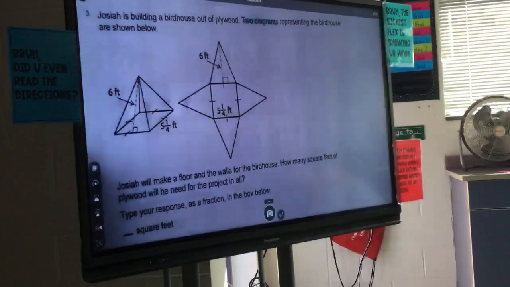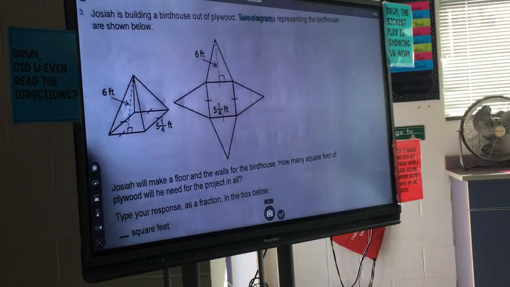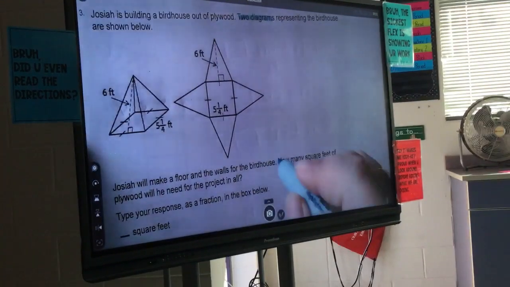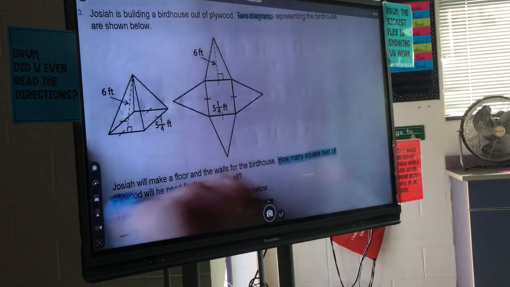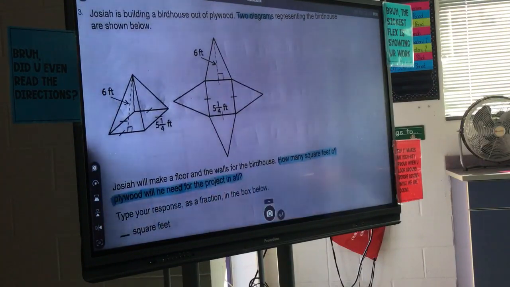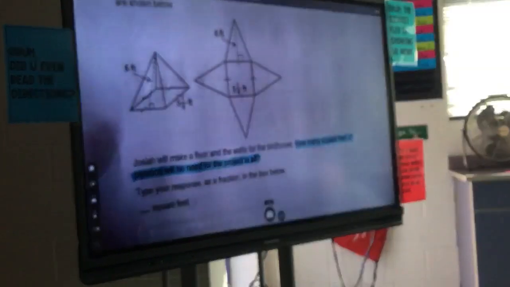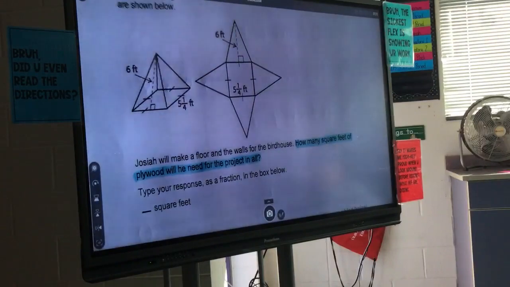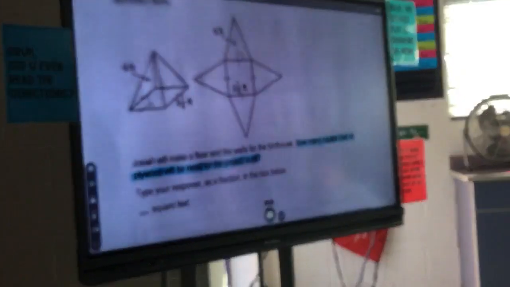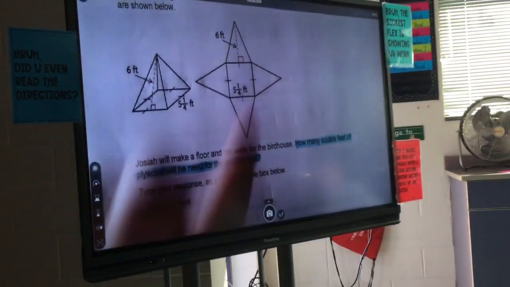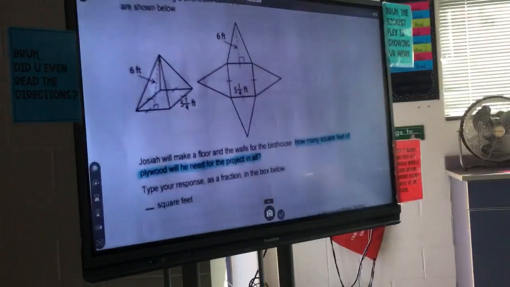It says, Josiah will make a floor and the walls for the birdhouse. How many square feet of plywood will he need for the project in all? So we have to find essentially the surface area of this shape to figure this out. So what do you notice about this shape?